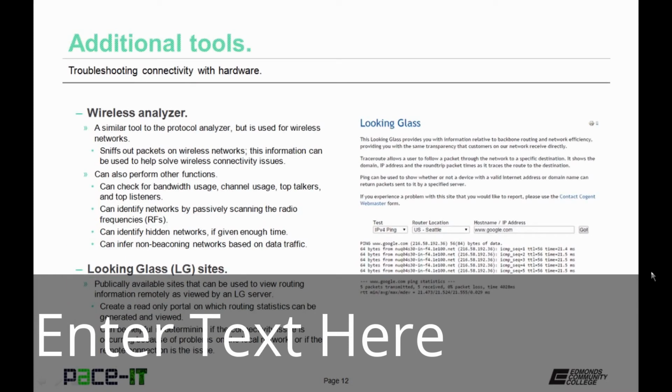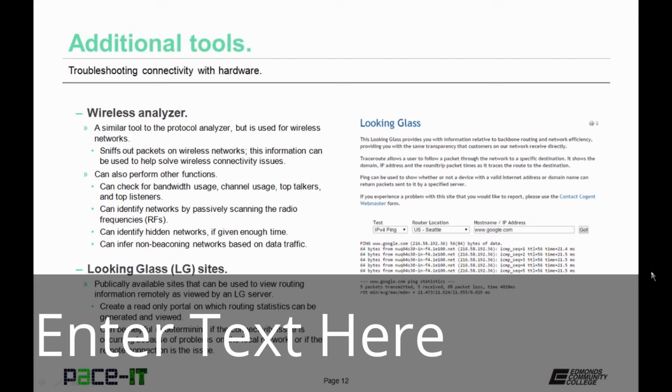And we will begin with the wireless analyzer. It is a similar tool to the protocol analyzer, but it is used for wireless networks. It sniffs out packets on wireless networks. This information can be used to help solve wireless connectivity issues. A wireless analyzer can also perform other functions. It can check for bandwidth usage, channel usage, top talkers, and top listeners. It can identify networks by passively scanning the radio frequency channels. It can identify hidden networks if given enough time, and a wireless analyzer can also infer non-beaconing networks based on data traffic, so it can help you to find those rogue access points.